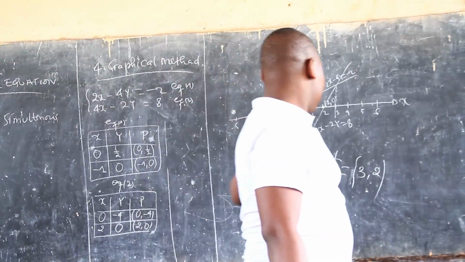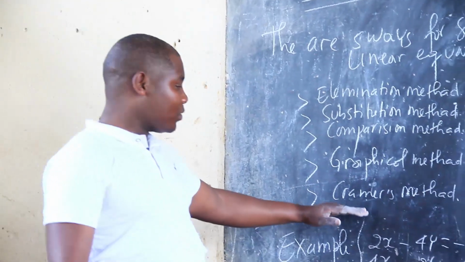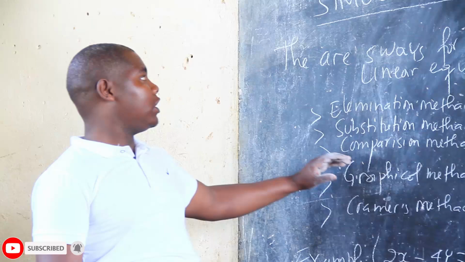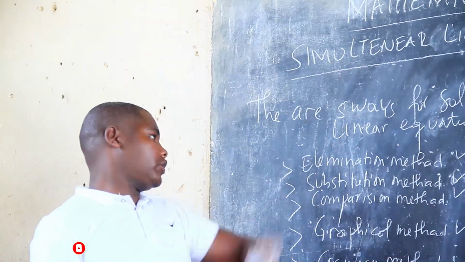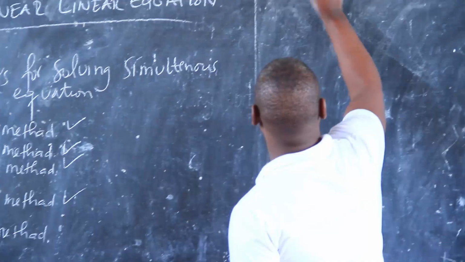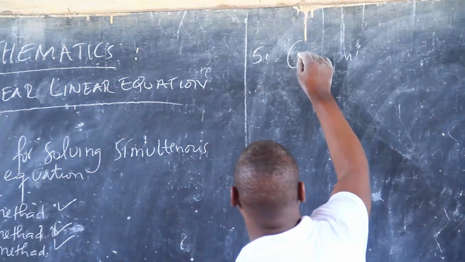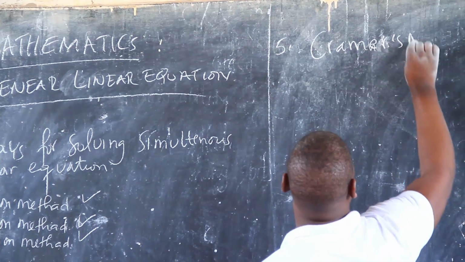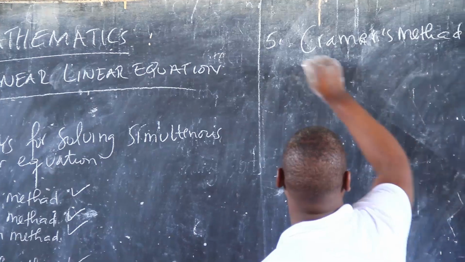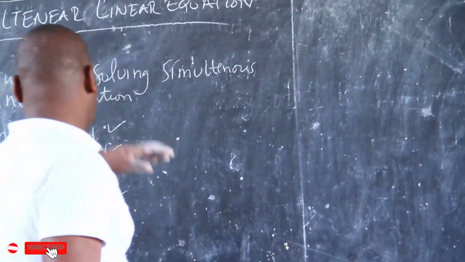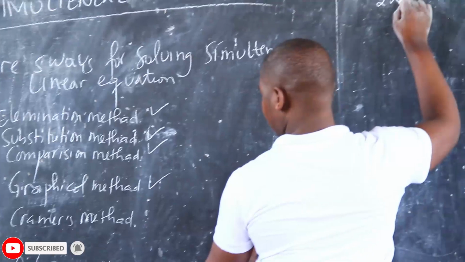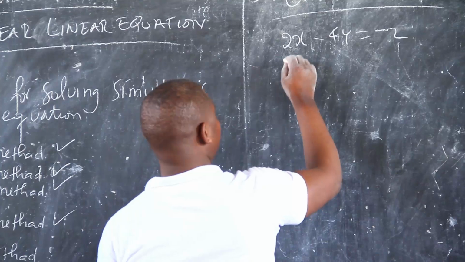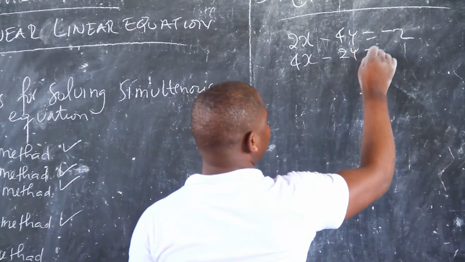So now, it's okay. Now let us go to Cramer's method. The Cramer method is the final method that can help to solve this simultaneous equation. So now, let's look at what we call number 5, Cramer's method or rule. In the Cramer method, we have 2x minus 4y equal to negative 2. Then we have 4x minus 2y equal to 8.